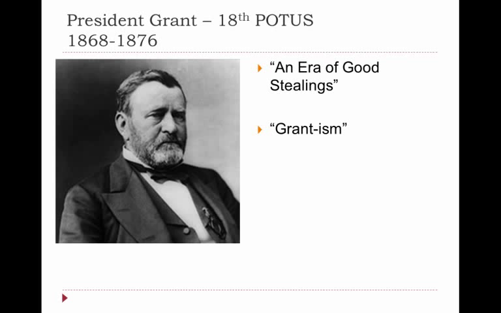It's like the era of good feelings, but this was the era of good stealings. Try to be clever. It's called Grantism, which means presidential corruption. Again, you have to be pretty corrupt when they name it after you. So, Grantism. Like Kingisms, for example, are like when you do awesome things.